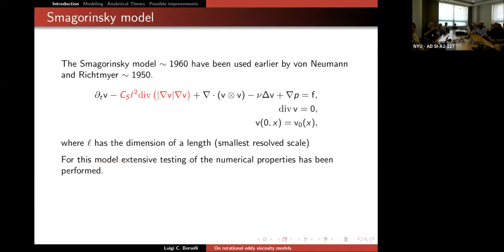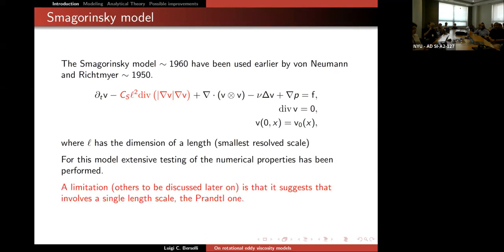And so the model studied by Smagorinsky, but in fact used earlier by von Neumann and Richtmyer 10 years before, though it was classified as part of the Manhattan project, adds an extra dissipative term, and this parameter L squared here is a length. It is the Prandtl length, and it determines the smallest scale that you are willing to resolve with this set of equations. And this model has been tested in several cases.